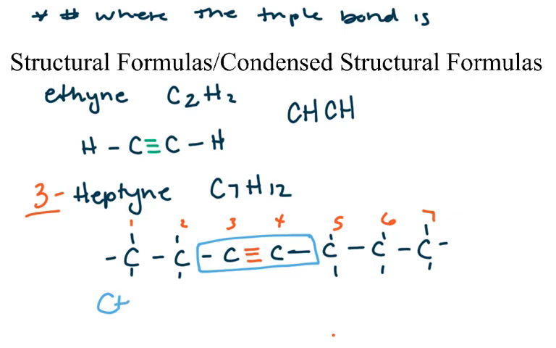So we have CH3, CH2, C, C, CH2, CH2, and CH3. So remember our condensed formulas, where instead of drawing out each line, we're just writing the abbreviation of each part. All right, I know this went kind of quickly, but please take your time.